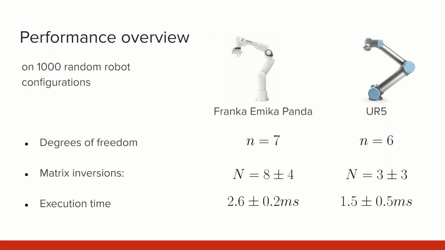To put these results in context, the algorithm was tested on the 7 degrees of freedom robot Franka Emika Panda and the 6 degrees of freedom robot UR5. For the Panda robot, the algorithm on average calculates 8 matrix inversions with an average execution time of 3 milliseconds. For the somewhat simpler UR5 robot, these values are even lower, and the average execution time is 1.5 milliseconds. All the results were averaged over 1000 random robot configurations, and the algorithm was implemented in the programming language Python.